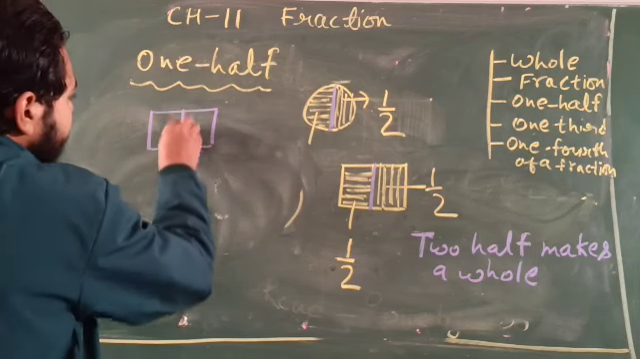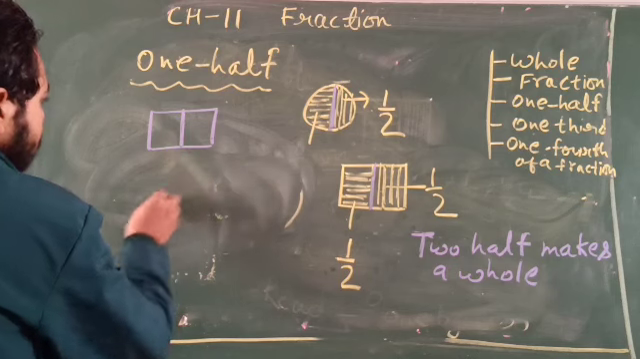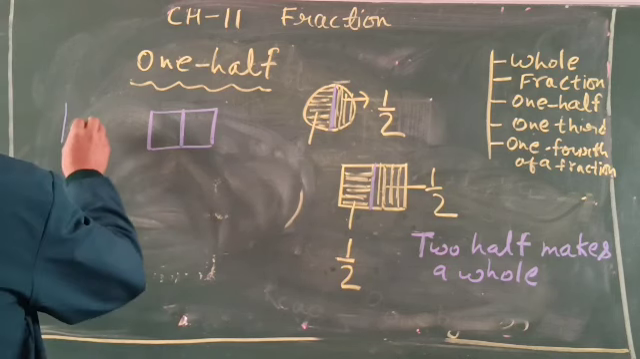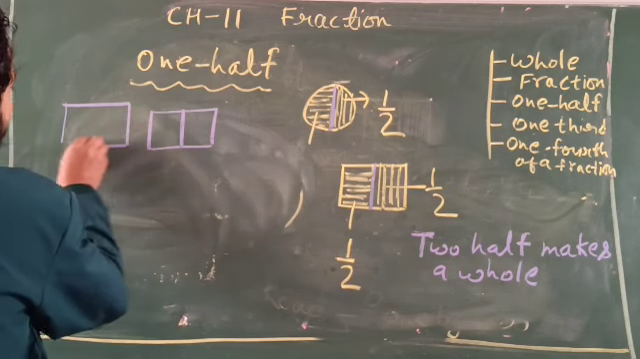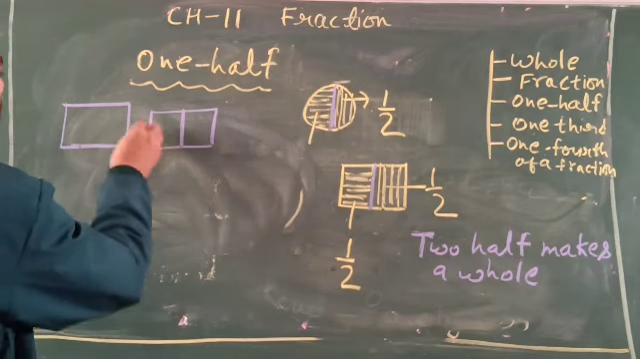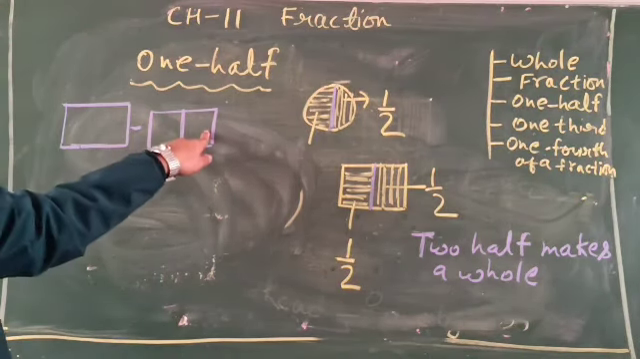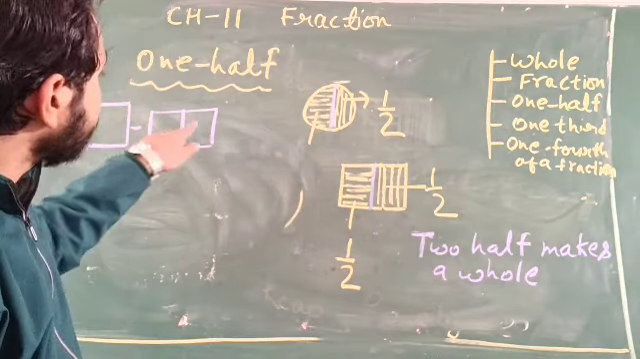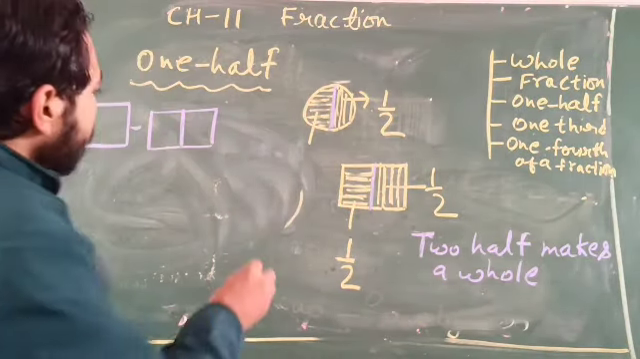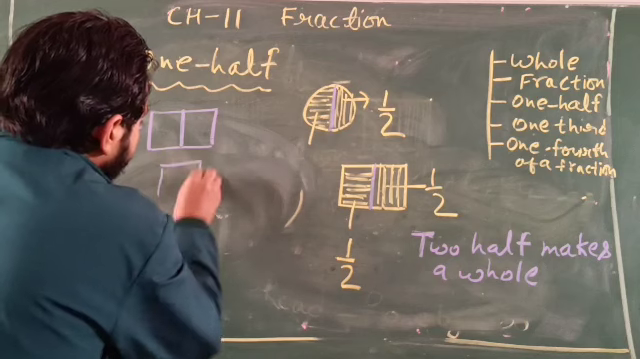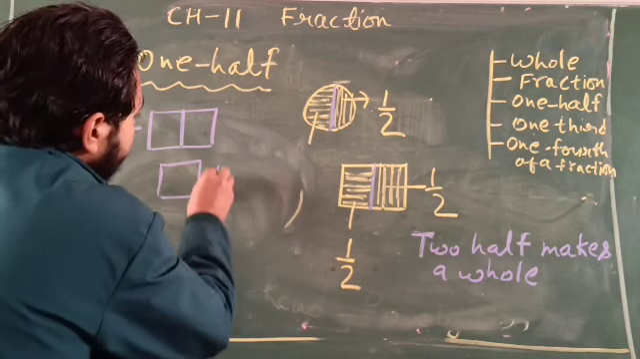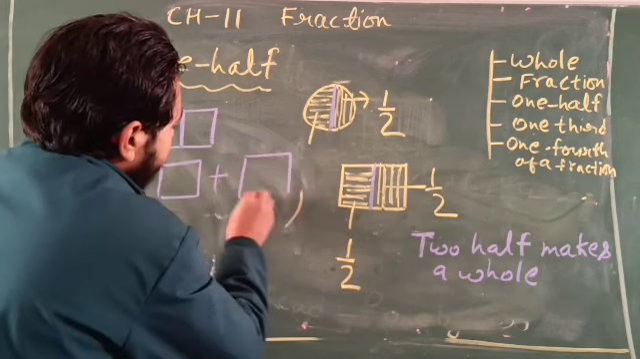That square is divided into 2 parts. Here it is, our original square, and when it is divided into 2 parts, here we see the first part and here the second part.